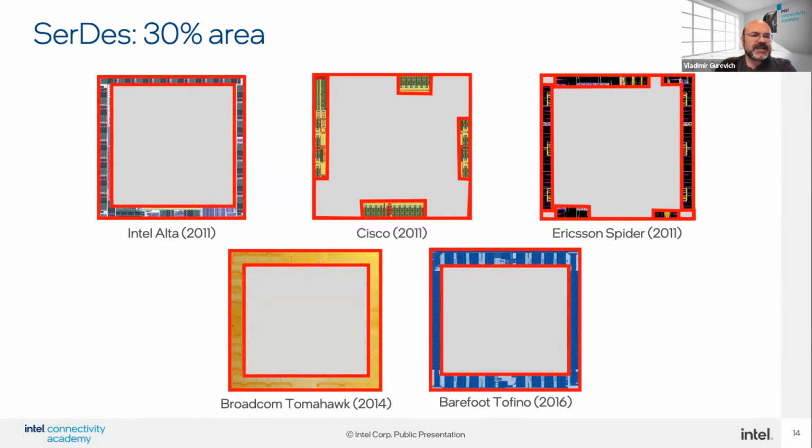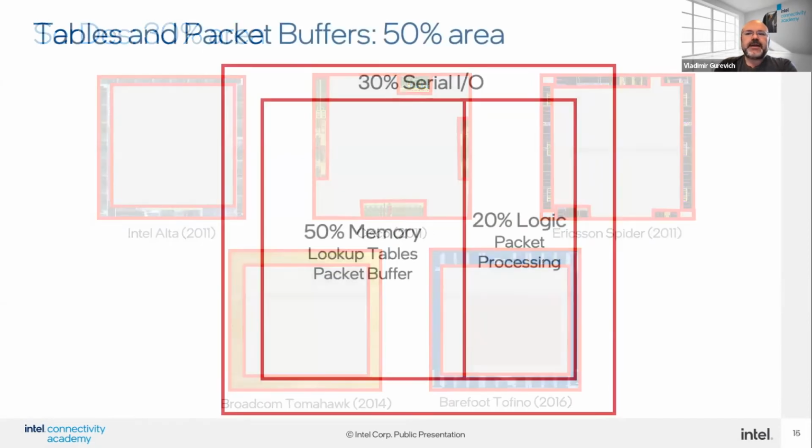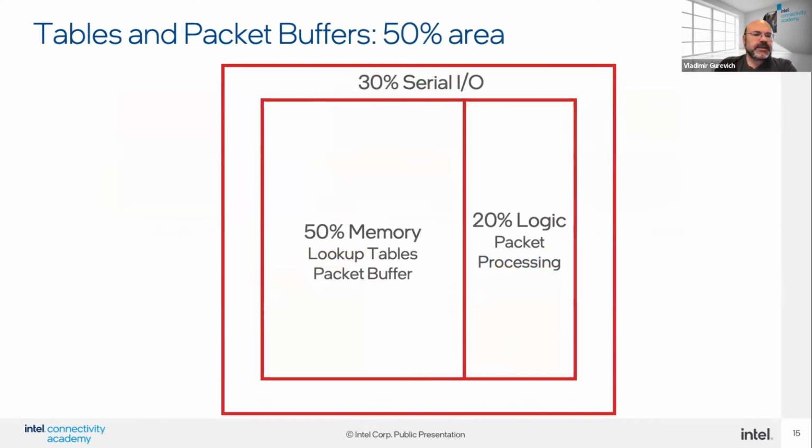It is basically connections, MACs and SerDes. And then if you look at the remaining area, most of it is spent on memory and tables, for memory which is used for tables or packet buffers and maybe TCAMs as well. And fairly a small amount of that area is used by the packet processing logic.